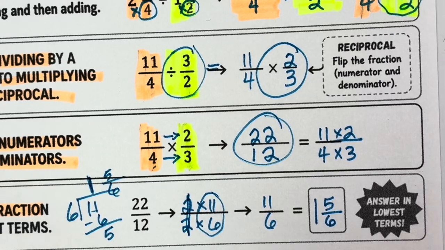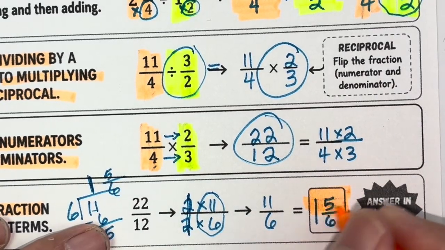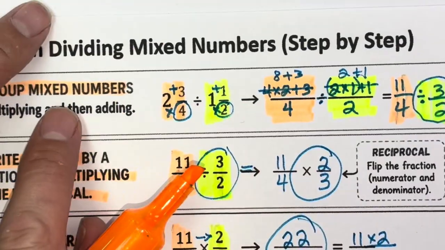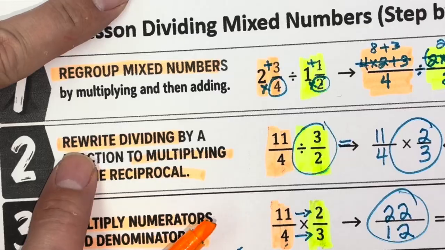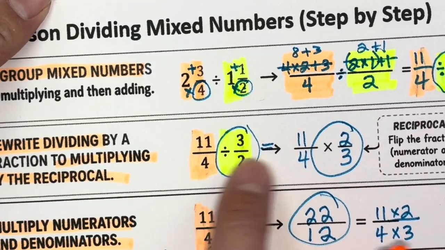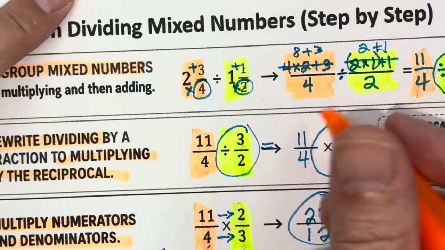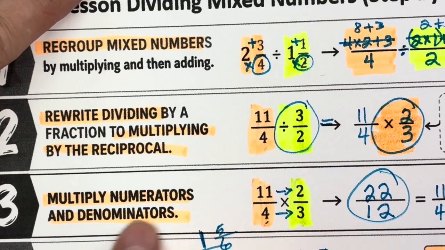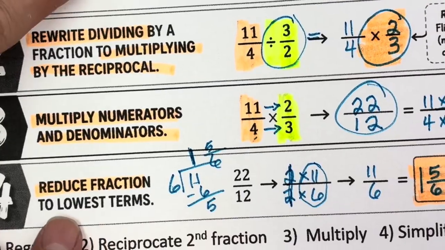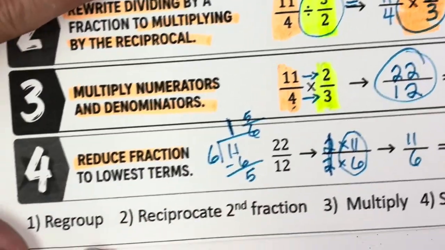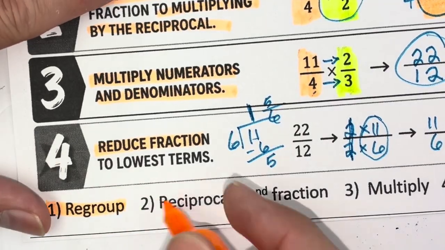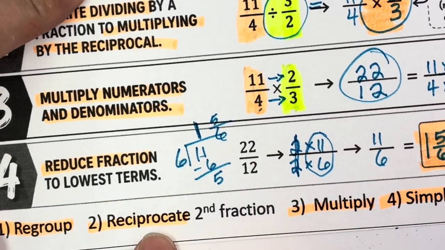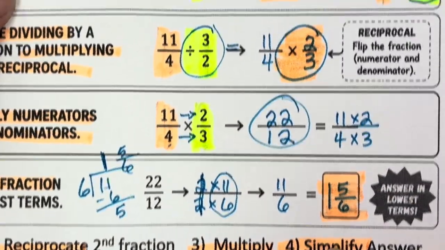And then we followed our 4 steps. Regroup mixed numbers, rewrite them by changing division into multiplication. Then we multiply numerators times numerators, denominators times denominators, and then we simplify or reduce the fraction to lowest terms. As we go through, we're going to use this strategy for our practice today. Regroup, reciprocate, multiply, and then simplify.